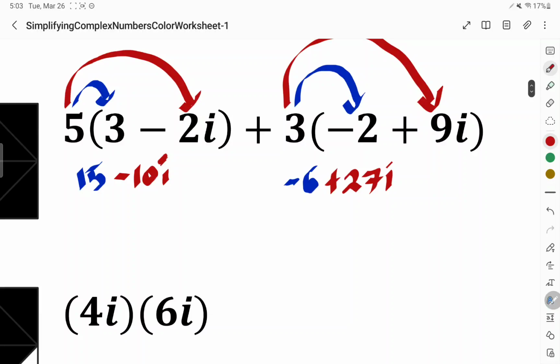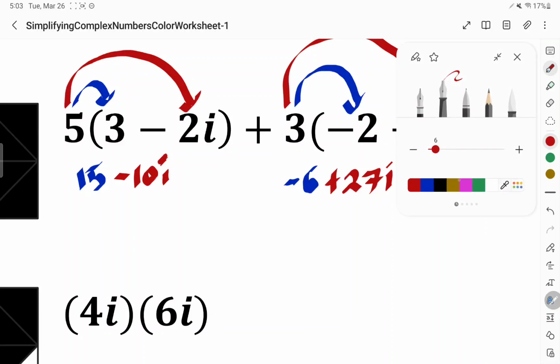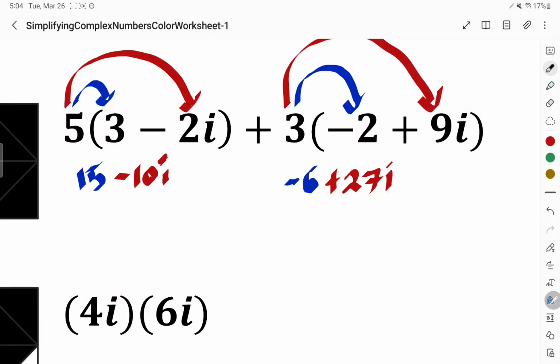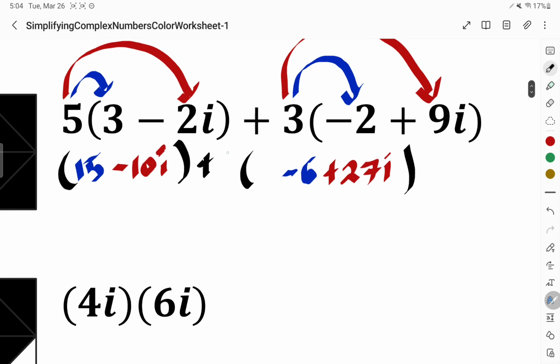Okay, so we have everything that we need. All that we need to do at this point is combine like terms. And guess what? I was already thinking ahead. My blues are going to combine with the blues, and my reds are going to combine with my reds. So that should make it a lot easier. And the reason why we're combining like terms is because of this guy right here. That plus is going to tell us that we need to combine like terms.